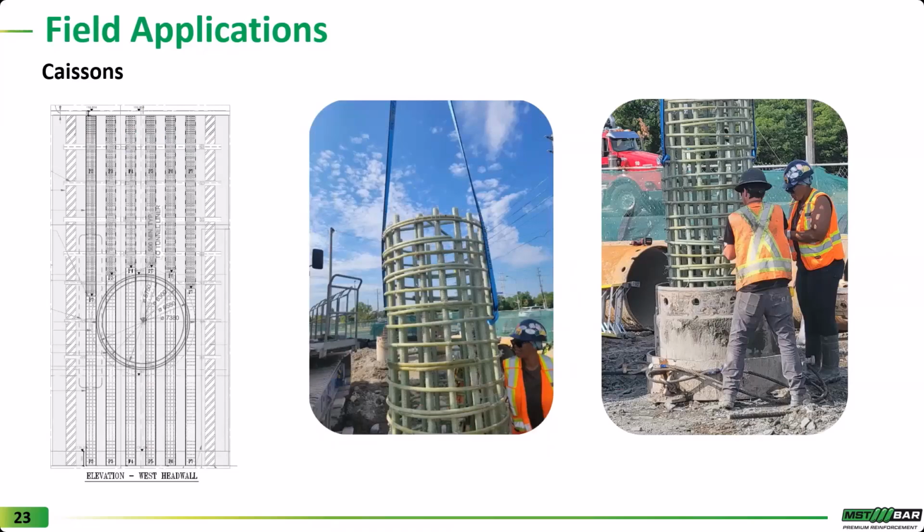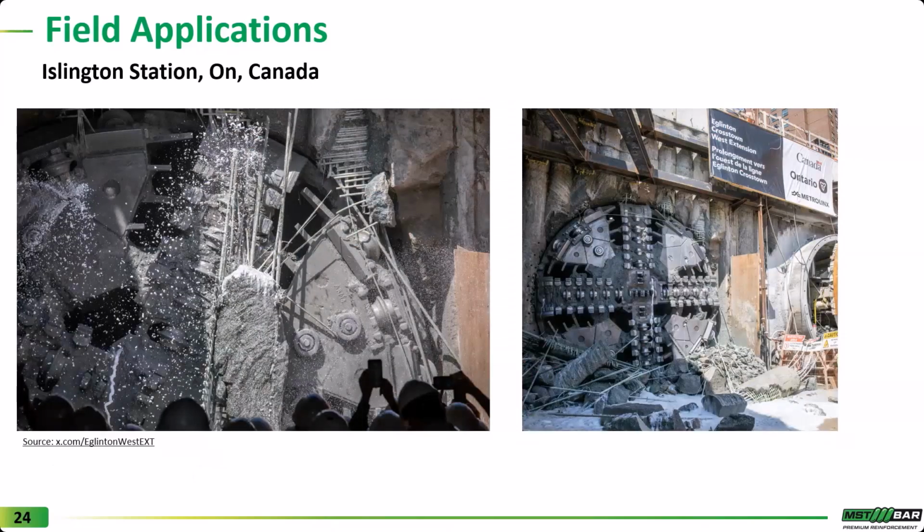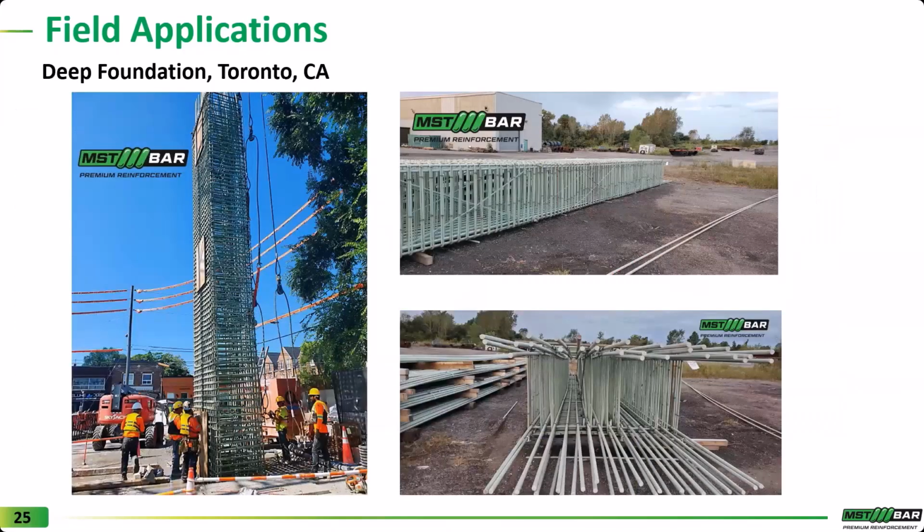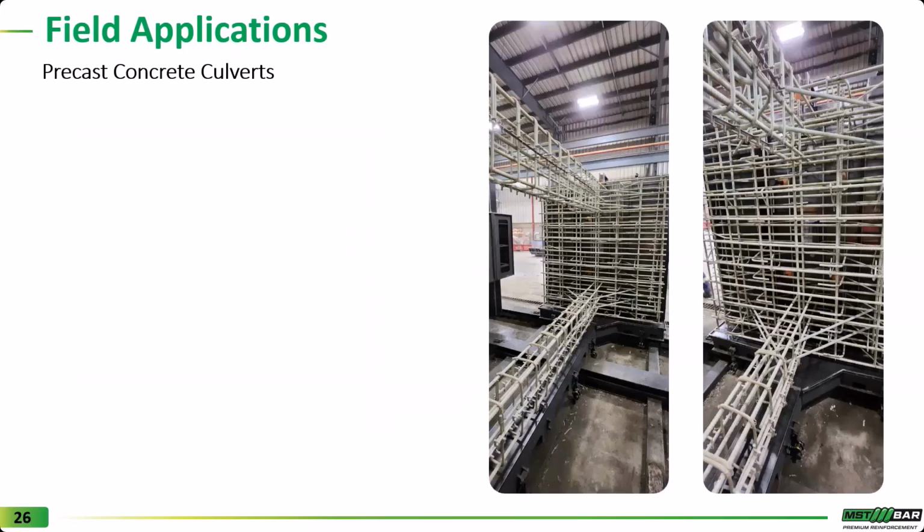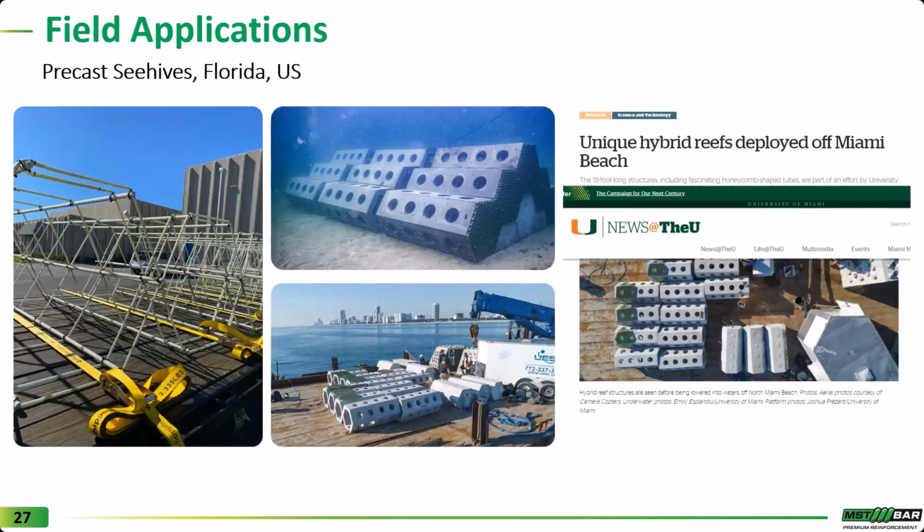Another interesting application is in caissons for soft-eye tunneling applications. And you see a few pictures here. Another example of caissons in Ontario. Deep foundation is another area where GFRP bars are being used, and they can provide a lot of benefits to those applications. Precast concrete culverts, underground structures, another example. These are precast seawalls in coastal areas where corrosion is an issue as well. So it was a very interesting project.